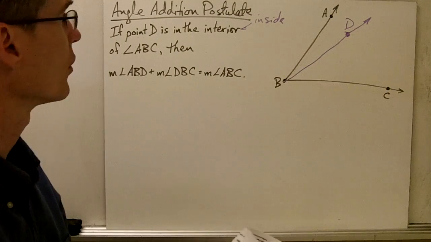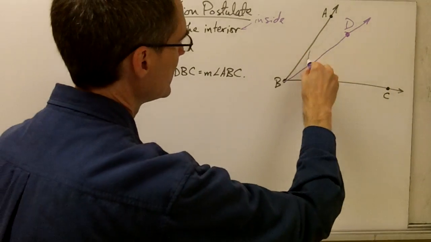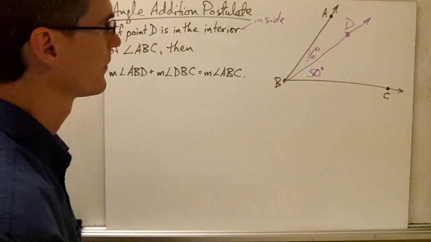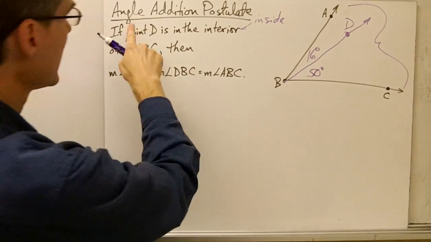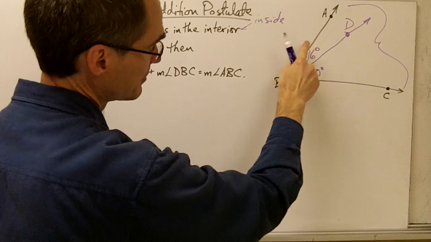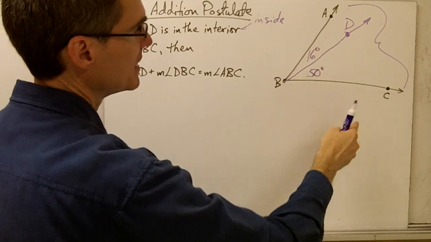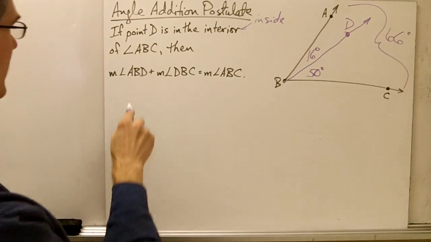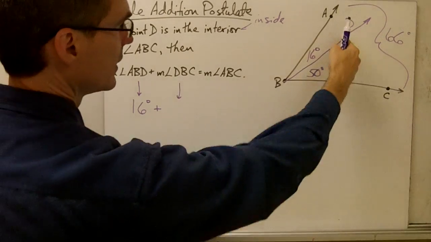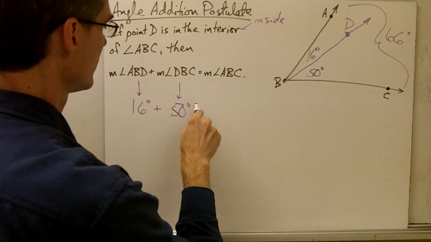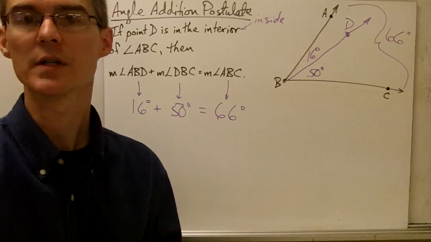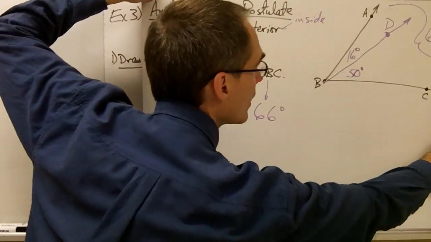Let's say, for example, angle ABD was 16 degrees, and angle DBC was 50 degrees. Then I would know, based on the angle addition postulate, that the measure of this whole angle, angle ABC, must be the measure of angle ABD plus the measure of angle DBC. The measure of angle ABD is 16 degrees, plus the measure of angle DBC, 50 degrees, equals the measure of the whole angle ABC, and that's going to be 66 degrees.